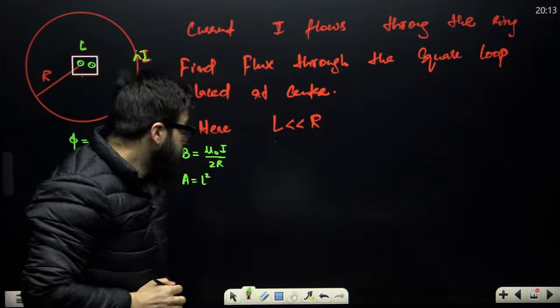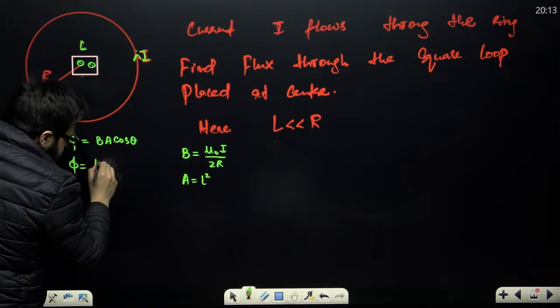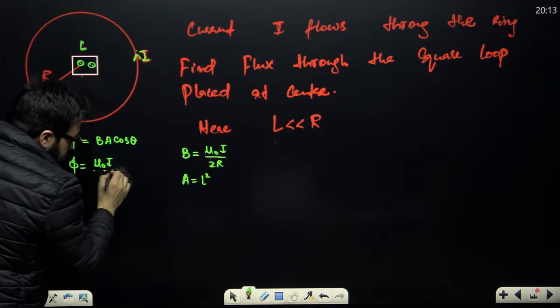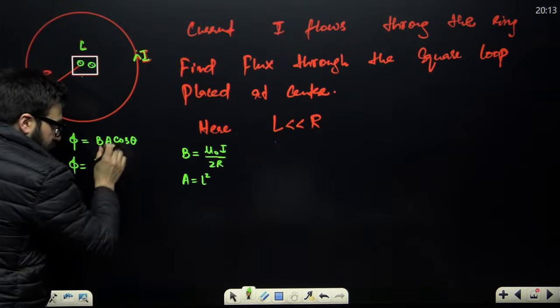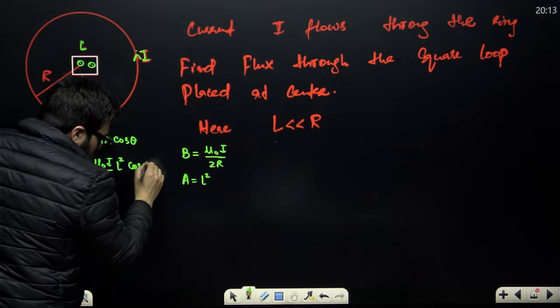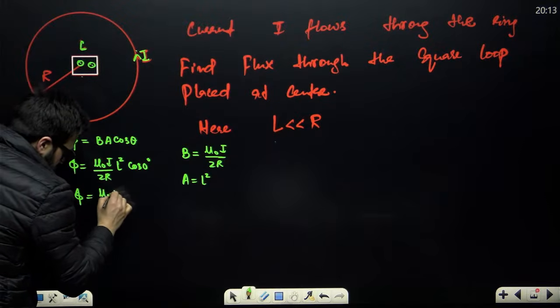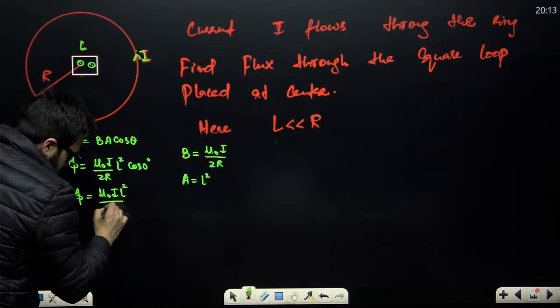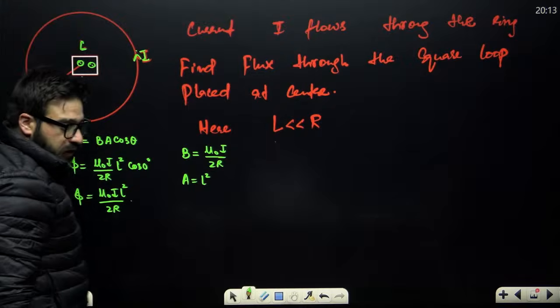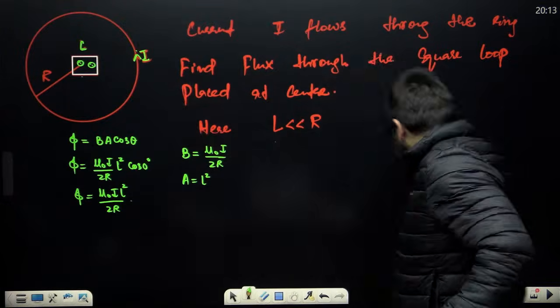0 degrees. So I can write over here, the magnetic field is mu naught I divided by 2r, and instead of this area, I can write L squared and cos 0. Cos 0 is, by the way, 1. So basically, this will be mu naught I L squared divided by 2r. This will be the magnetic flux created through the square loop.